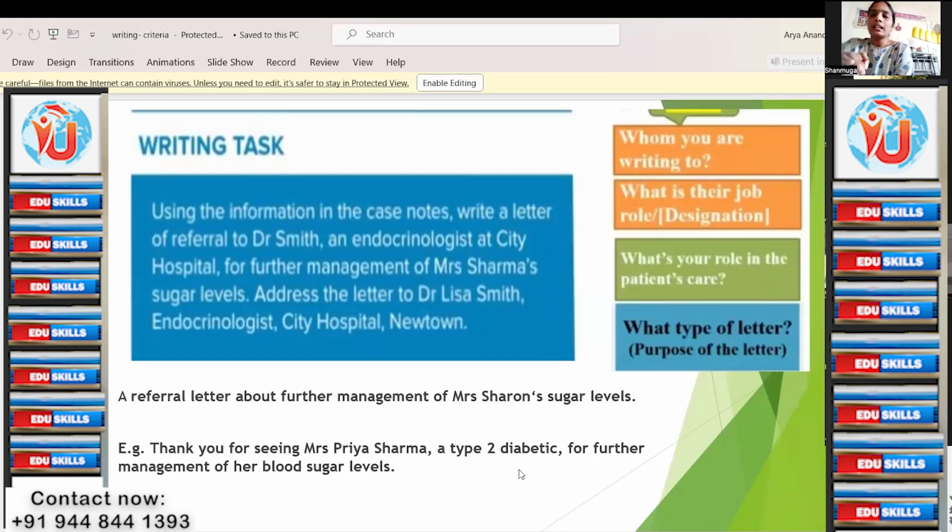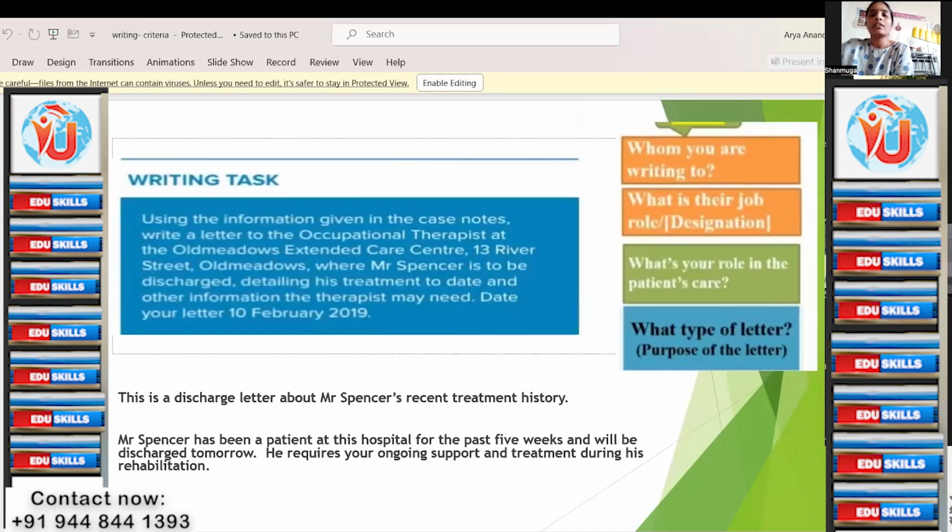We can see another example. This is how your introduction paragraph will be. Thank you for seeing Mrs. Priya Sharma, a type 2 diabetic, for further management of her blood sugar levels. This is how your purpose should be. And if you are really flexible, you can change it into other sentences also. That is also good. This is one way of writing the purpose.